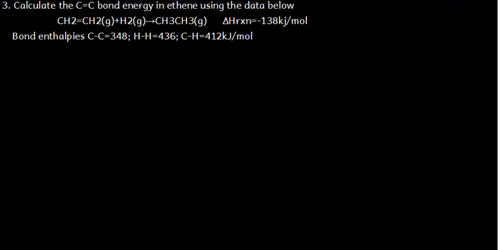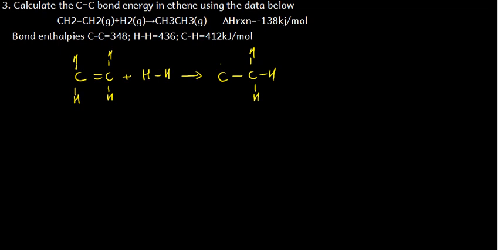Question number 3. Calculate the carbon to carbon bond energy in ethene using the data below. Now we've been given this equation. Ethene reacts with hydrogen to form ethane. Now we need to visualize how these bonds are in this compound. We have got first carbon double bonded to carbon. Now this carbon has got two hydrogen attached, so there's one hydrogen there, there's one hydrogen there. Same with the other carbon, one hydrogen and then the other hydrogen, and this is reacting with hydrogen which has got H, which can be written also like that, and this is forming ethane. Ethane has got a single bond, and then there's hydrogen, another hydrogen, and then also hydrogen, and then another hydrogen.